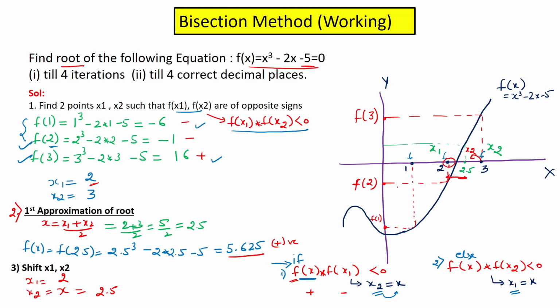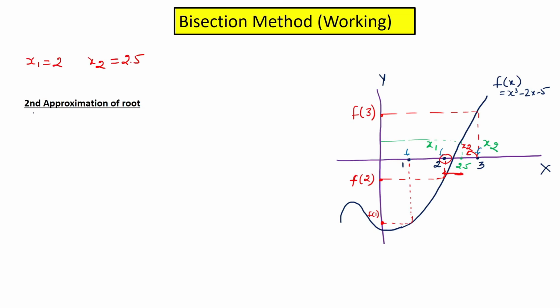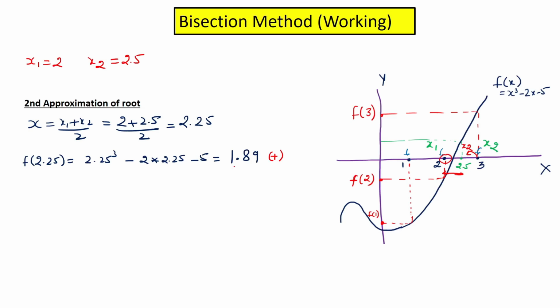Now I will move to the second iteration, and I will take x1 as 2 and x2 as 2.5. So now let's start my second approximation of the root. Again, I have to find the midpoint. After putting the values, I got 2.25. Now in the third step, you know that you have to change x1 and x2. Before that, you need the value of f of x, that is the value of f of 2.25. So let's calculate that. I got the final value as 1.89.